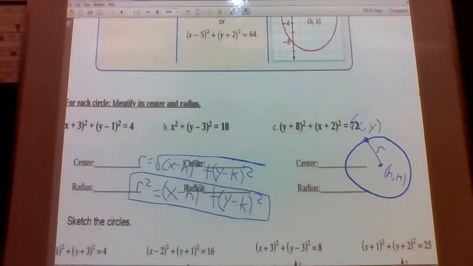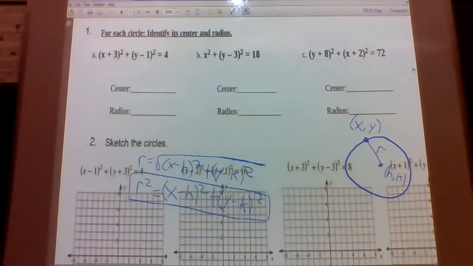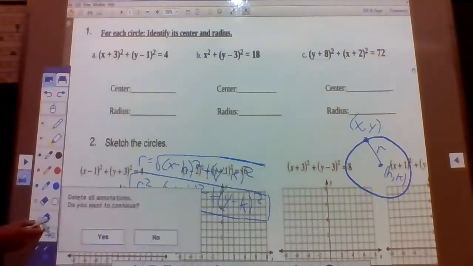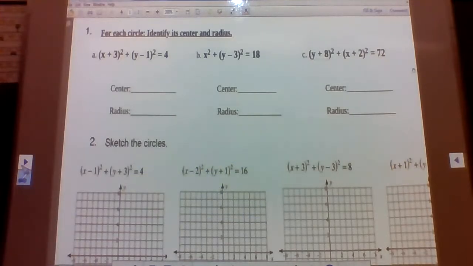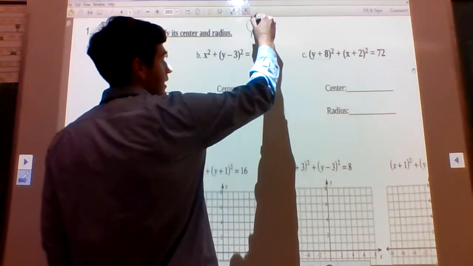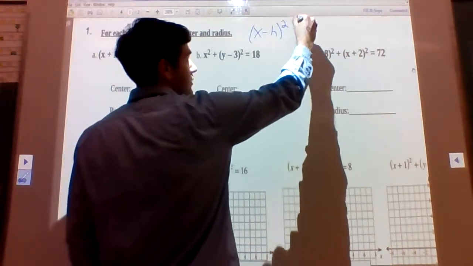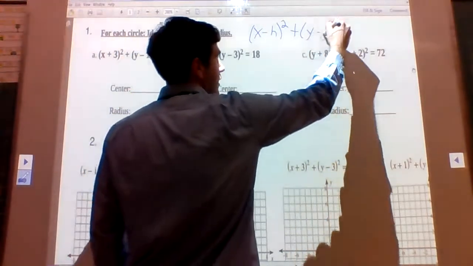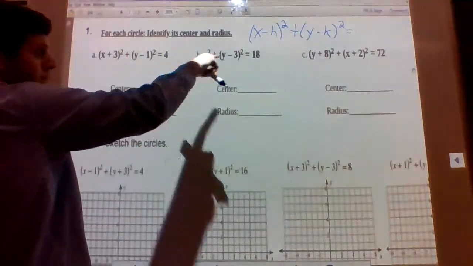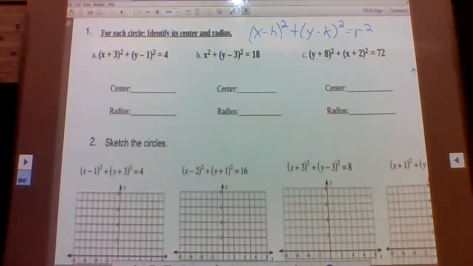Let's go to some of the problems you guys will have to be doing on Friday. So the first type is, if they give you the equation for the circle, we need to find the center and the radius. So I'm just going to write the equation up here. We have x minus h squared plus y minus k squared equals r squared.